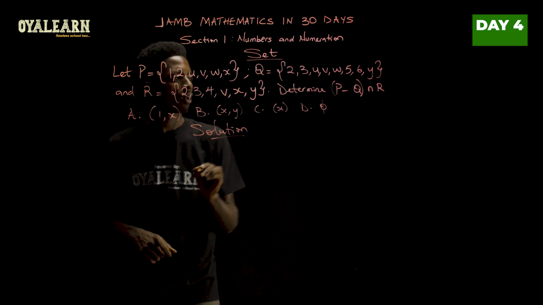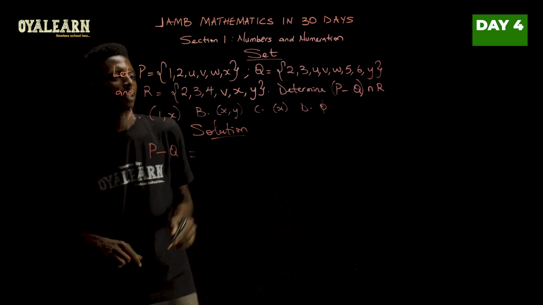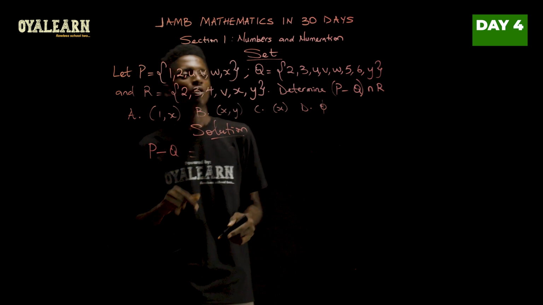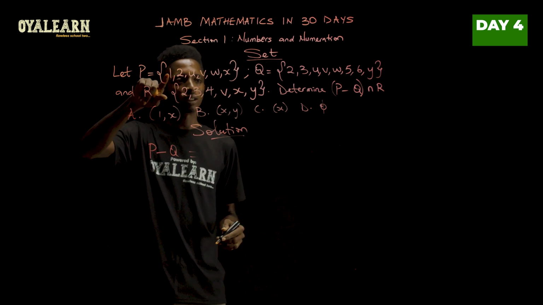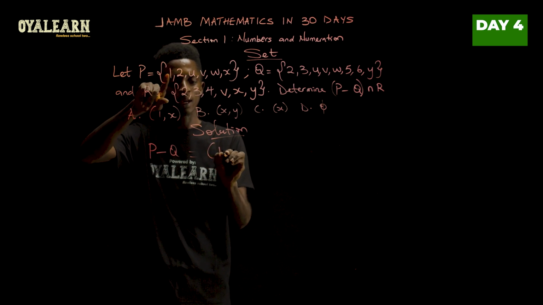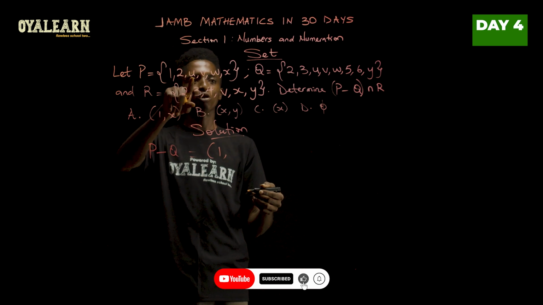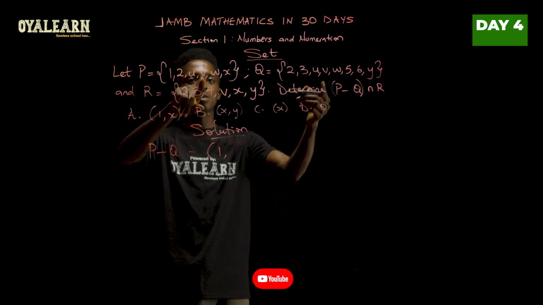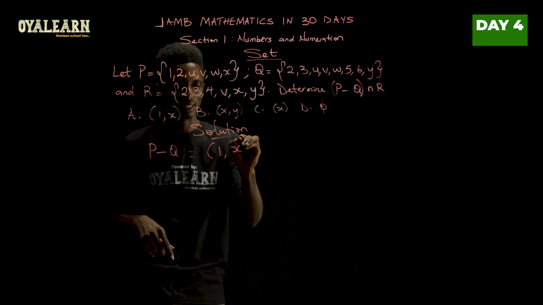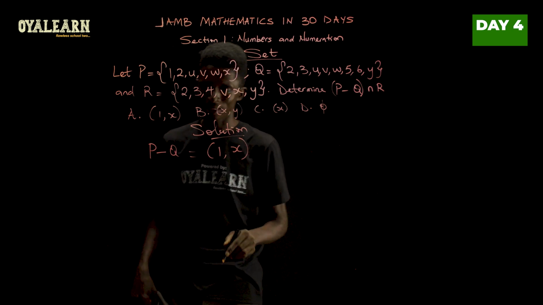So, solution. First, to get our P minus Q. Considering the set P and set Q, you see that we have 1 here in P and Q does not have 1. So we have this 1. 2 is present in both. Now U is present in both, V is present in both, W is present in both. So what we have left is X. So P minus Q will give us 1 and X.